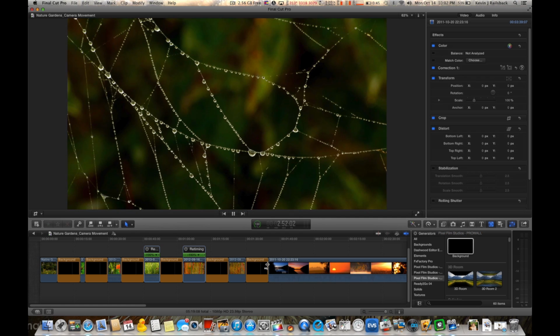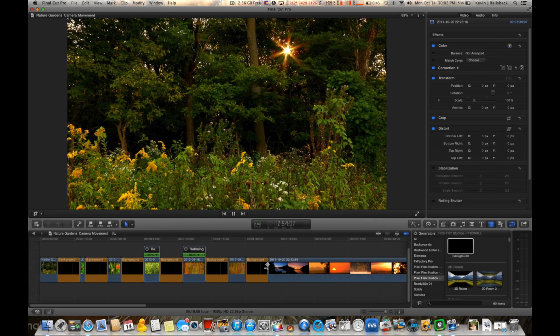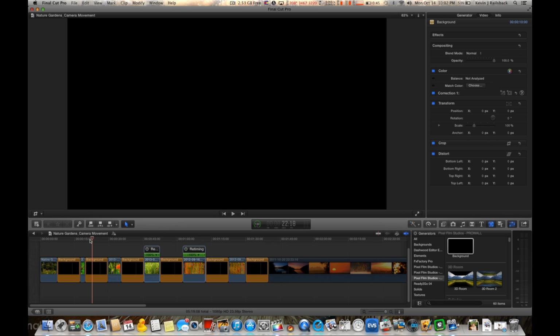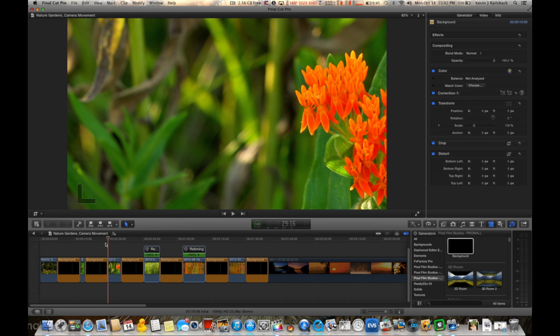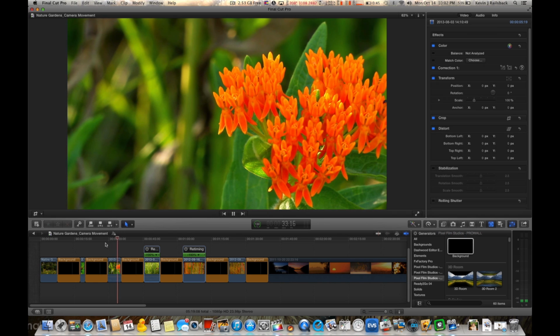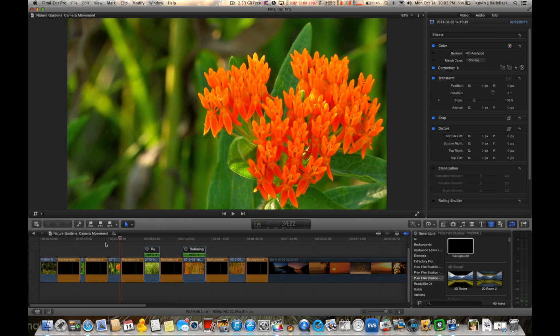So I want to show you a couple examples of how you can move the camera. Now, this first example is what's called a pan, and panning is simply moving the camera to the right or to the left. And on this example, you can see I'm panning the camera to the right. So it just adds a little bit more dimension to the subject.